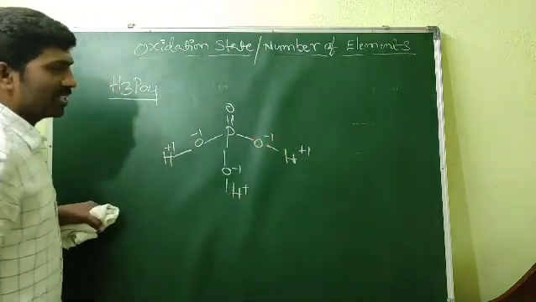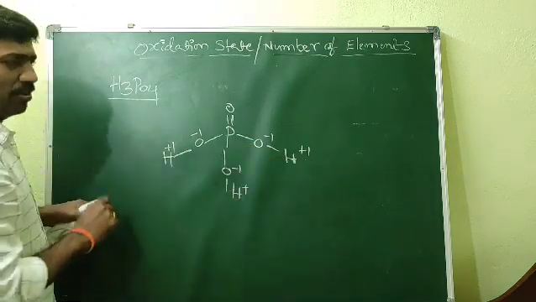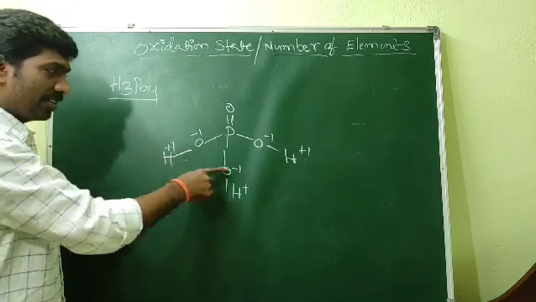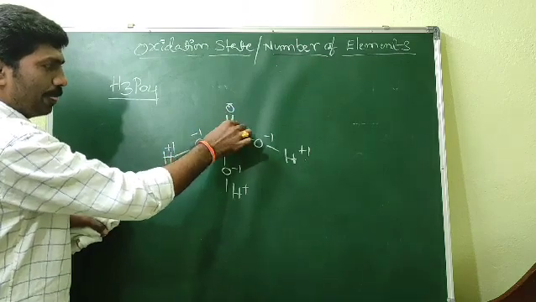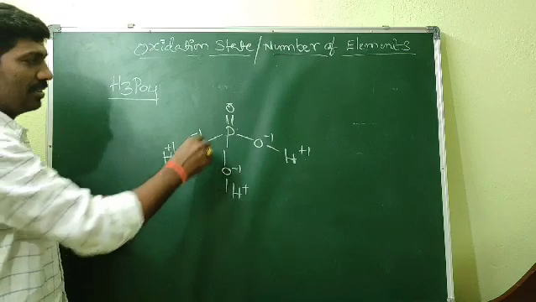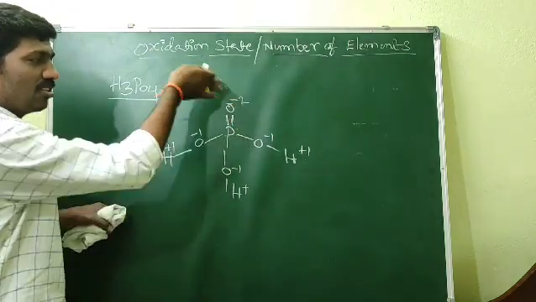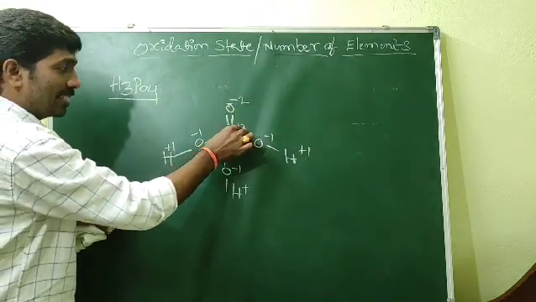This is minus 1. So oxidation state plus 1 for every hydrogen, because the electropositive element is hydrogen and the electronegative element is oxygen. So here also phosphorus is more electropositive than oxygen. Oxygen is the only electronegative one. Here how many electrons pull towards the oxygen side? 2 electrons. So minus 2. For this one plus 2.